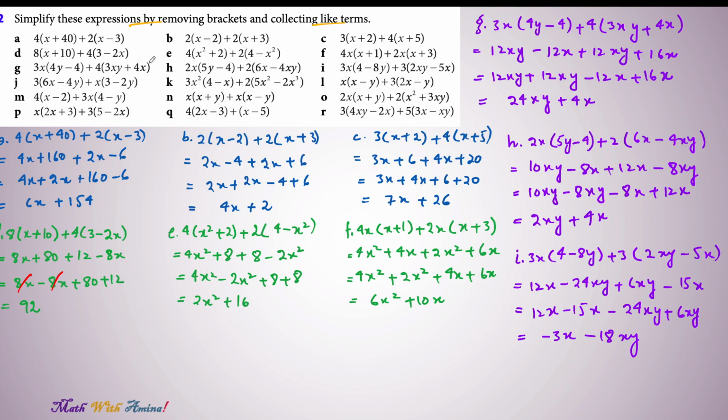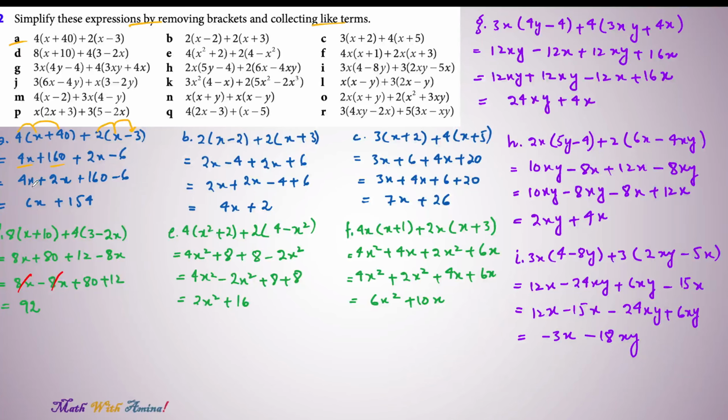So let's start with the very first expression, where we have 4 multiplied by, in the bracket, x plus 40. So 4 gets multiplied with x and 40, and we get 4x and 160. Then we have plus 2 multiplied by, in the bracket, x and minus 3. So 2 gets multiplied with x and 2 gets multiplied with minus 3, from which we get 2x minus 6. Now we have the expression in the form 4x plus 160 plus 2x minus 6.